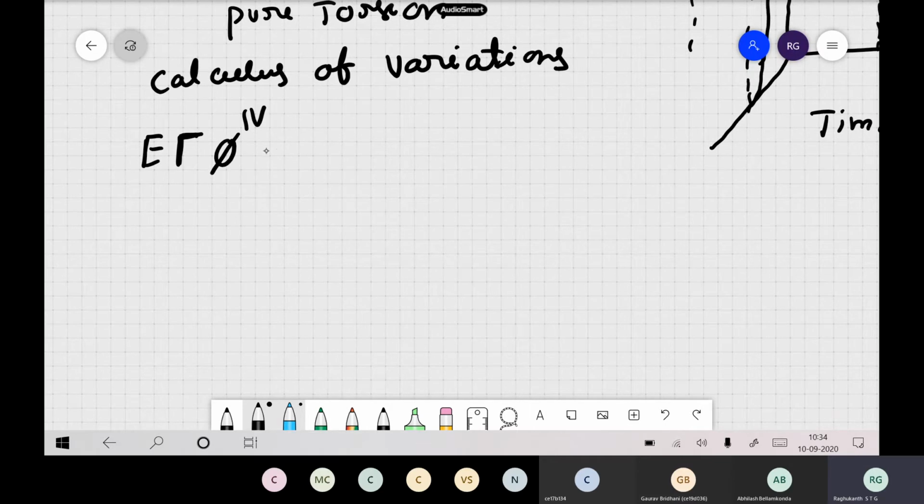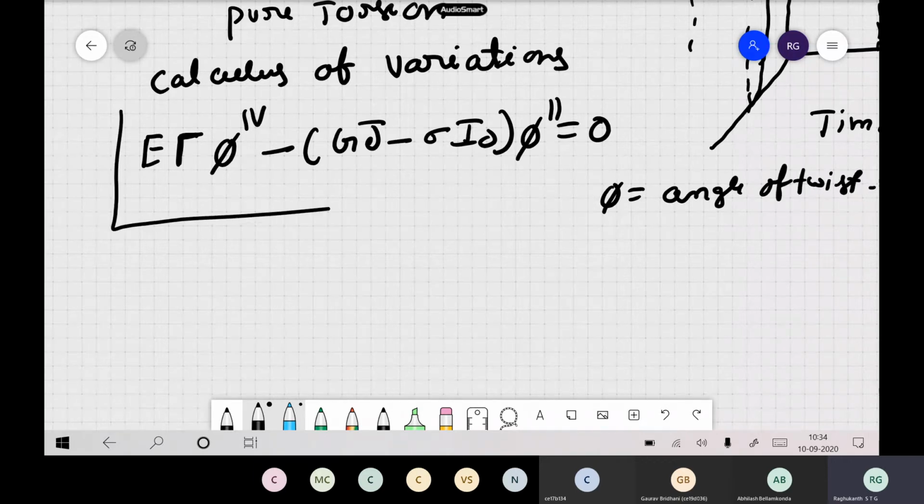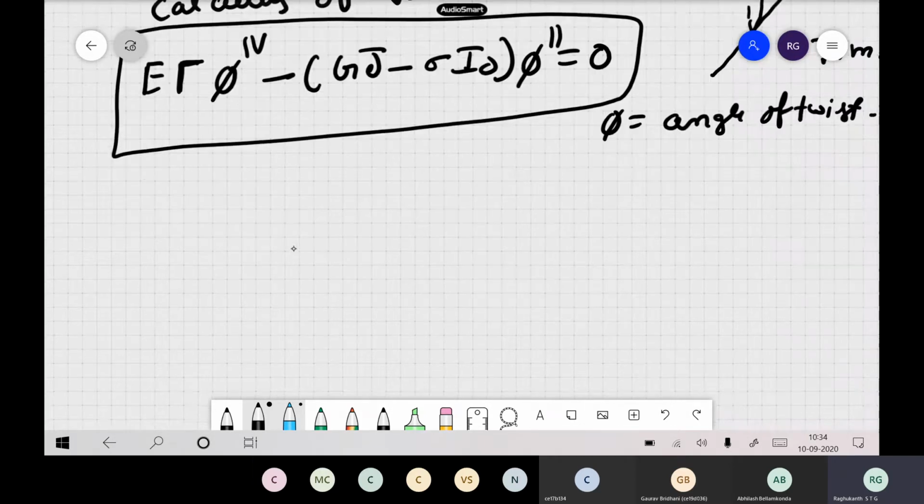He has given a nice derivation. So it is a fourth order ODE: E times the warping constant phi to the power 4, plus GJ minus sigma I naught times phi double dash, is equal to 0, where phi is your angle of twist. This is the equation of equilibrium for this cruciform section. There is no x, y, no u, v kind of thing. So a nice equation comes, which is pure torsion, and your I naught is nothing but the integral of r square dA, the polar moment of inertia.